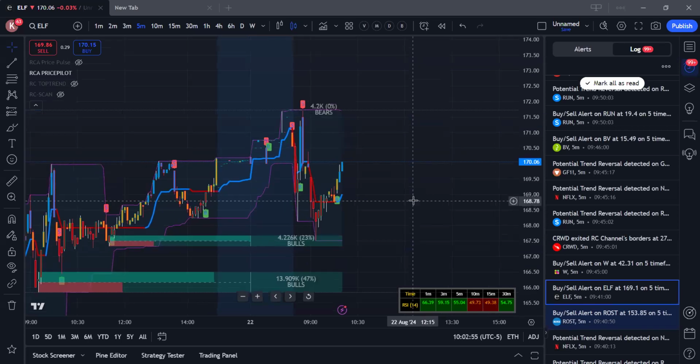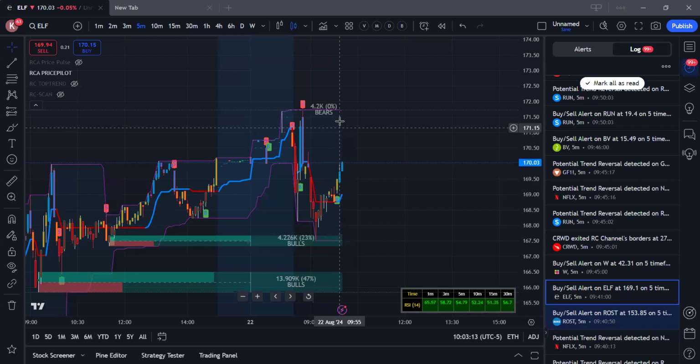So, just like Price Pulse, we have another indicator, Price Pilot. S stands for sell, B stands for buy. Price came all the way down and touched the buy order block. There are a lot of bulls here trying to take the price up. Price touched it, then it started moving up.